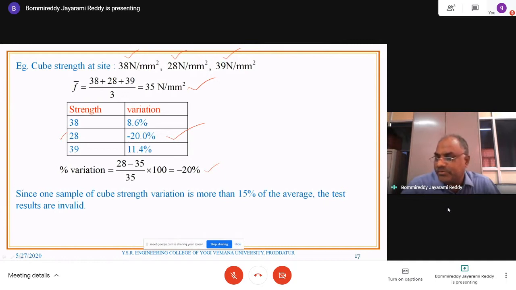Though two cubes are within 15%, that is immaterial. If any one of the cube strengths varies by more than 15%, then the test results are not valid. So the results you got, 38, 28, 39, are invalid. You cannot compute the average of all three. Whatever results you got from the cube test are not correct.